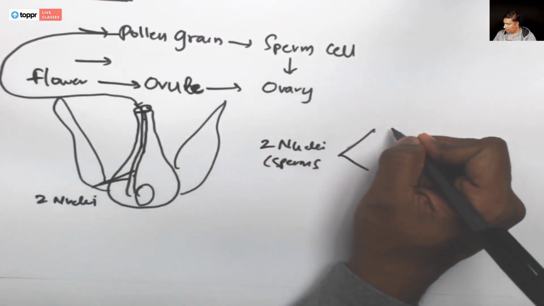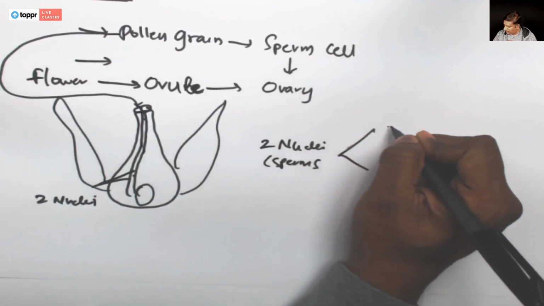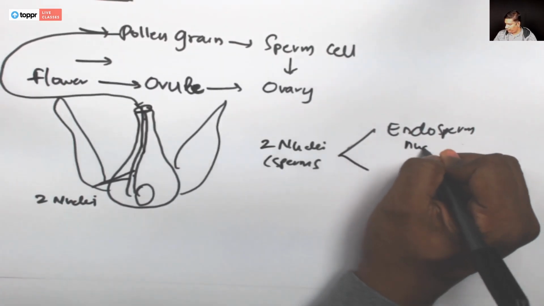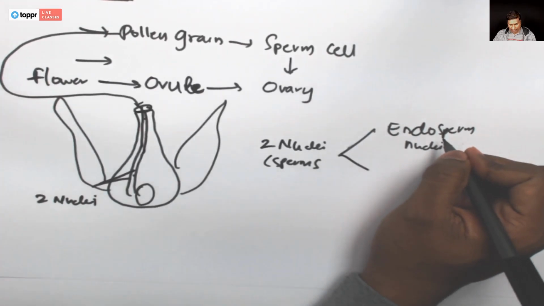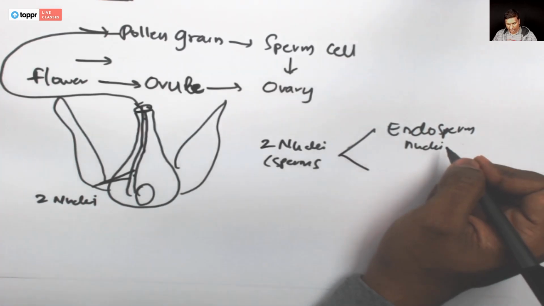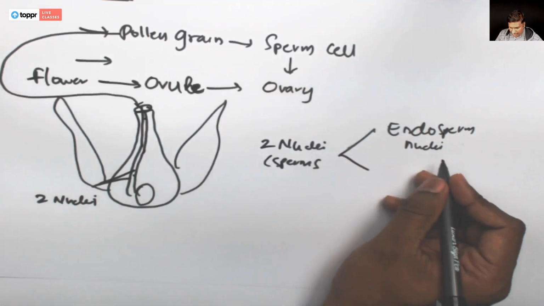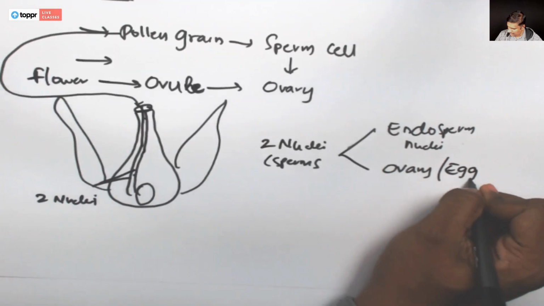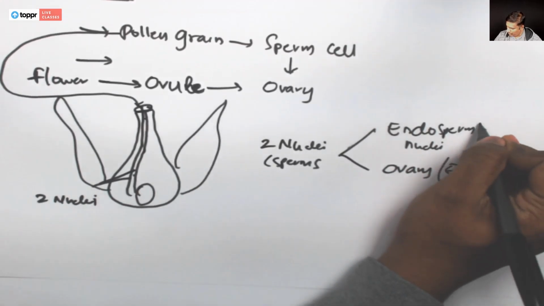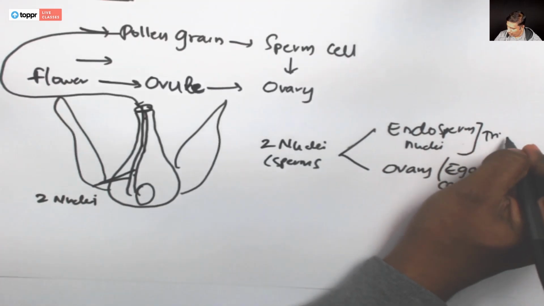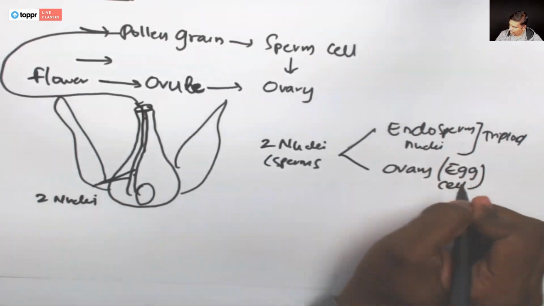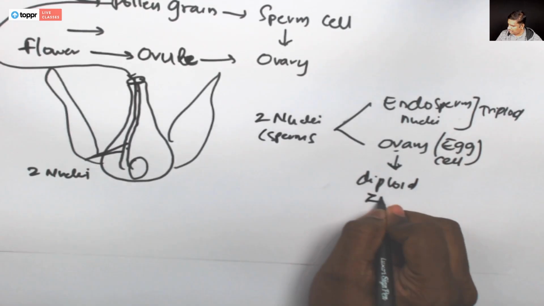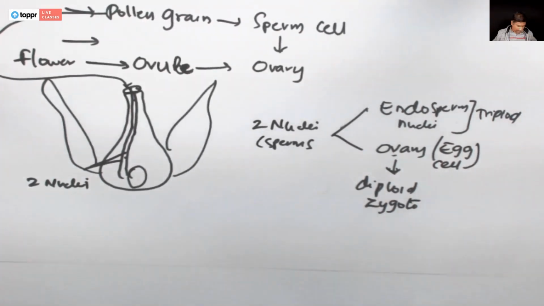The first one will fuse with the endosperm nuclei, and the second one is fusing with the ovary or the egg cell. So this is already diploid, so it has two nuclei, so this becomes triploid, and with the fusion of the egg cell you have a diploid zygote.